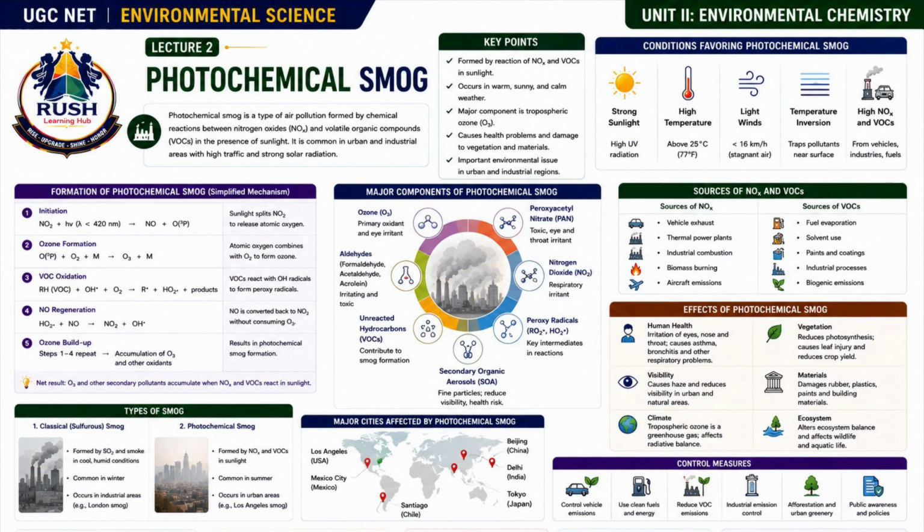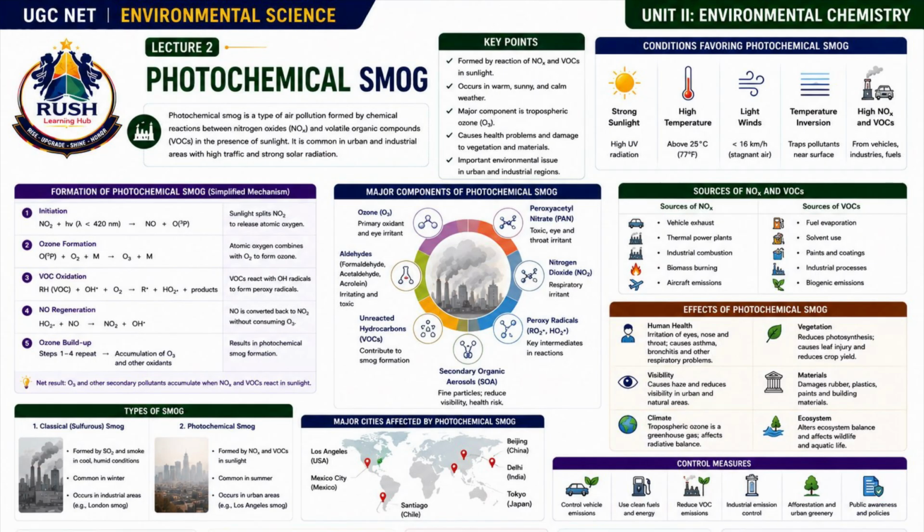Now let's examine the environmental and health effects of photochemical smog. The first effect is on human health. Photochemical smog irritates the eyes, nose, throat, and respiratory tract. Exposure may cause coughing, breathing difficulty, asthma aggravation, bronchitis, and reduced lung function. Long-term exposure can increase the risk of respiratory and cardiovascular diseases.